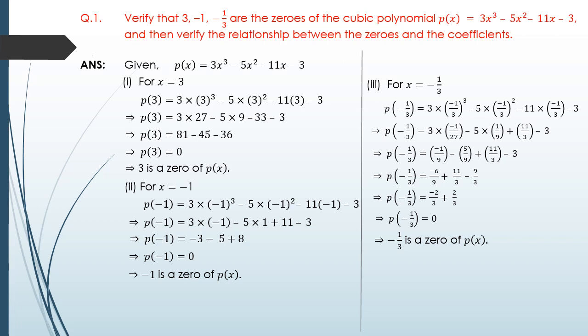Now second thing, we have to verify the relationship between zeros and coefficients of this cubic polynomial. So we have got all three zeros of this cubic polynomial. The zeros are respectively 3, minus 1 and minus 1 upon 3. So let us call alpha as 3, beta as minus 1 and gamma as minus 1 by 3. And then we will verify the relationship between zeros and coefficients. Now let us start the verification part.